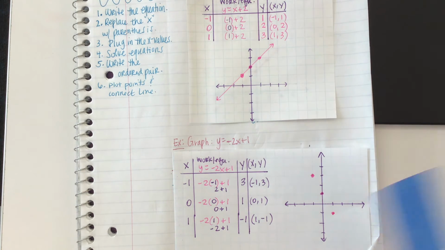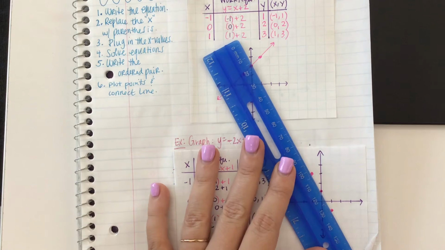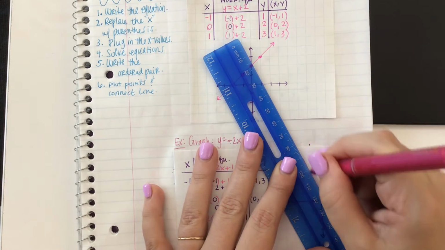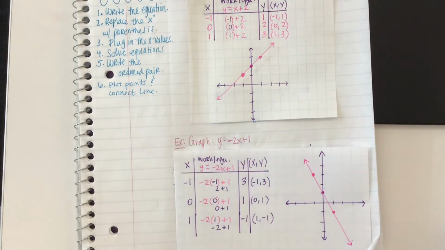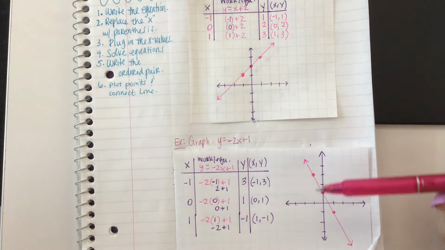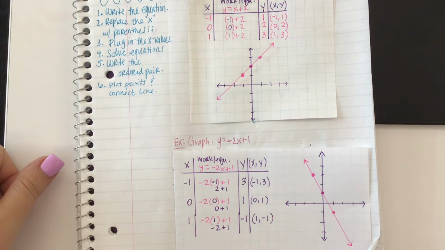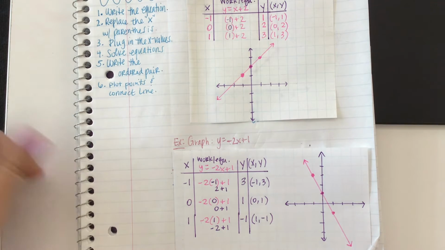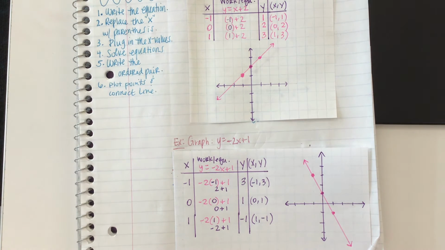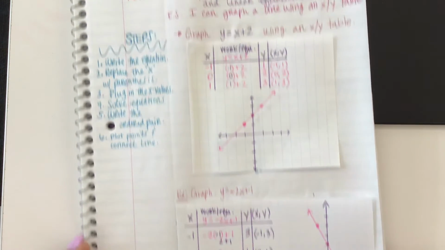And then I'm going to go ahead and connect my points and draw arrows at the end, because arrows signify a line, okay? And this line right here, this pink line, is y equals negative 2x plus 1. We will be talking about the slope of a line in a future lesson, so don't worry about that yet. But you might see some differences and similarities in these equations. Okay, I'm going to go on to the next page.